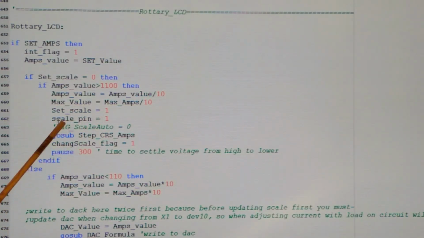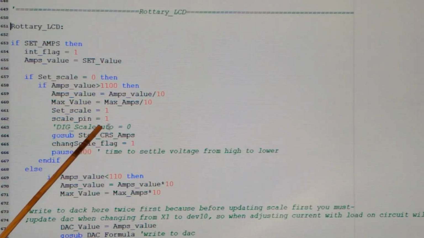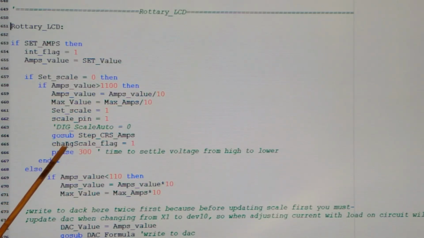That's what that's doing. The scale pin is the actual hardware output out of the microchip to turn on the MOSFET on, which means divides the voltage by 10 of the current reading. Then goes up step the cursor, amps, change scale, flag equals 1. That means I've got a flag there called change scale. I am pausing in this case 300 milliseconds to give enough time.